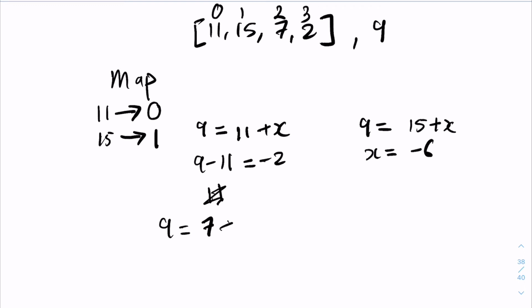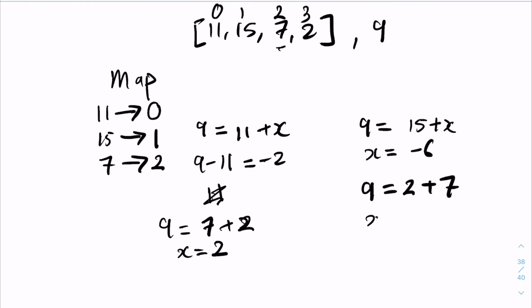We need to add 2 onto 7 to get 9. And looking into the map, we don't have the element 2 because remember we are here and we haven't reached the element 2 yet, so we don't have a solution. And we add 7 into the map, pointing to its index 2. And finally, we reach the element 2.